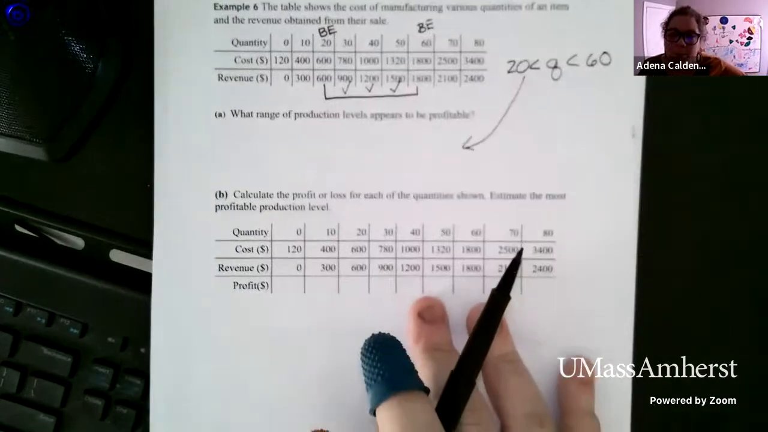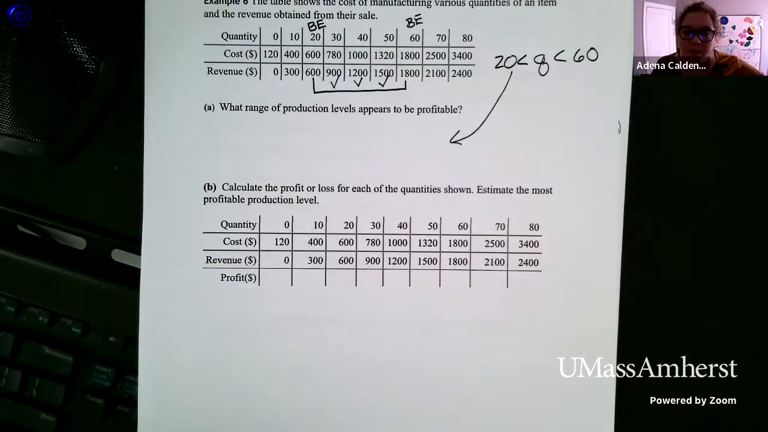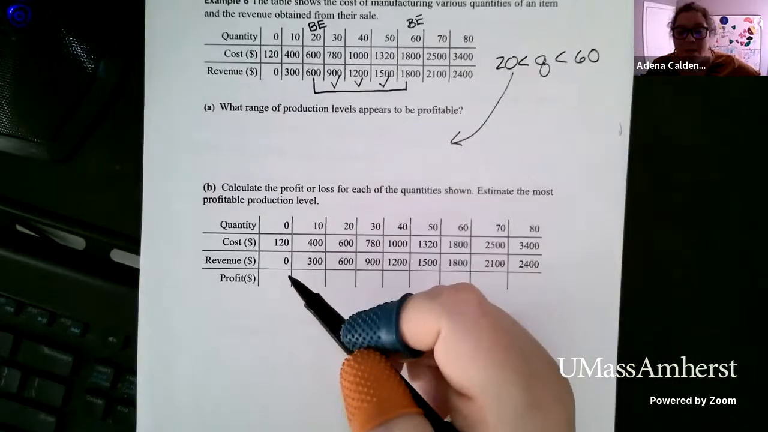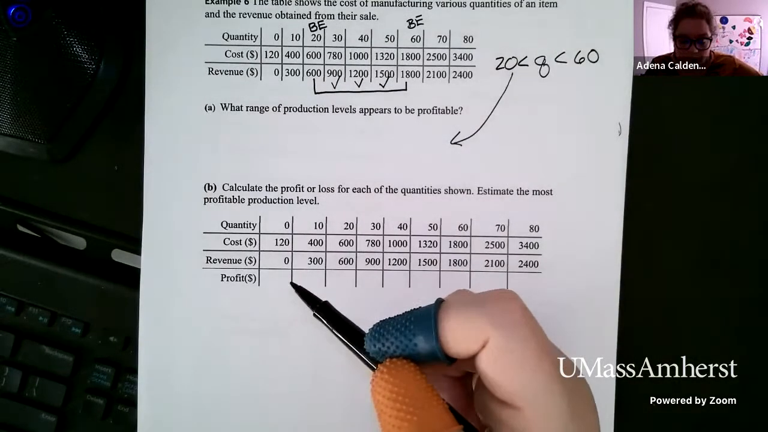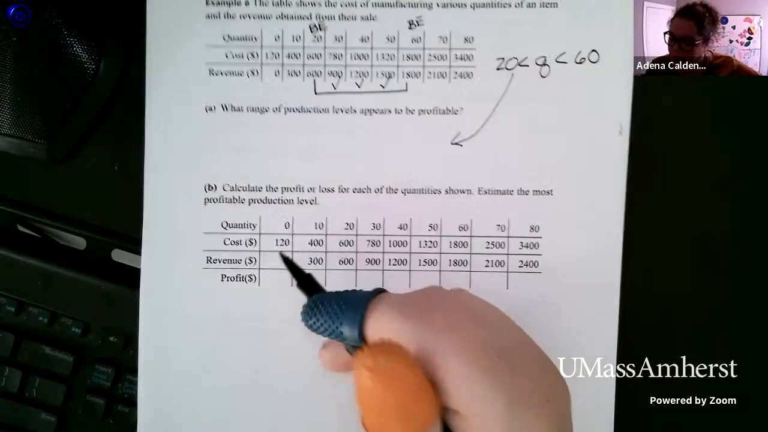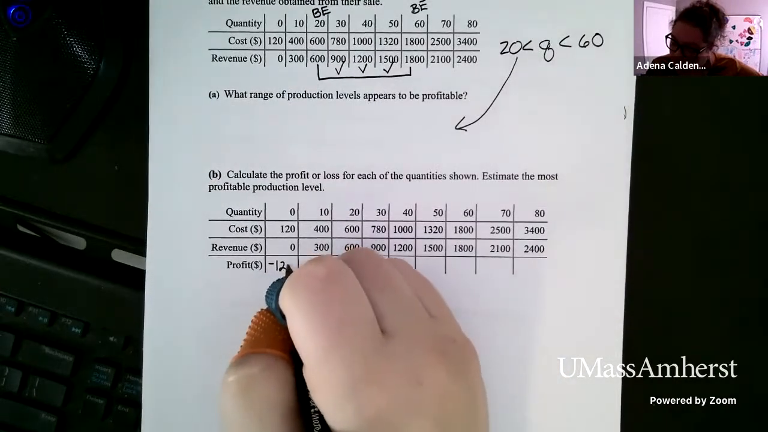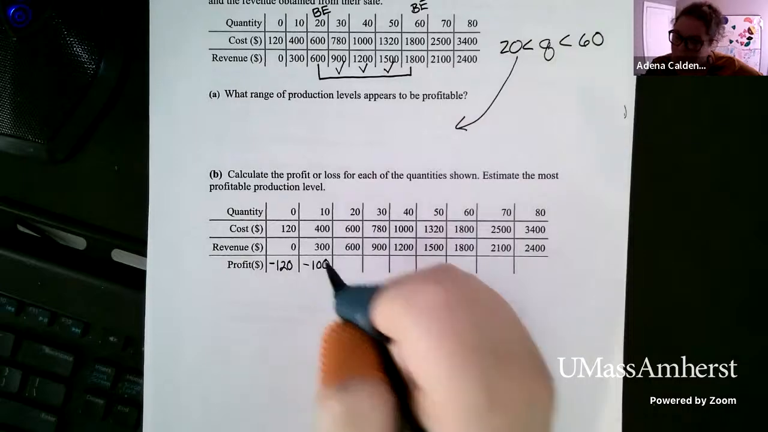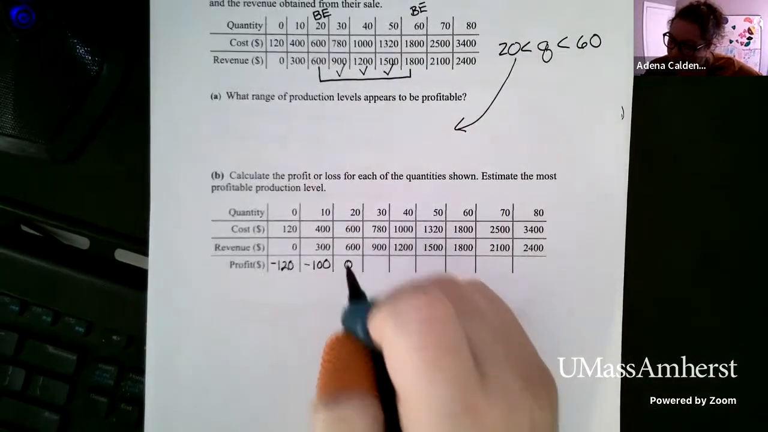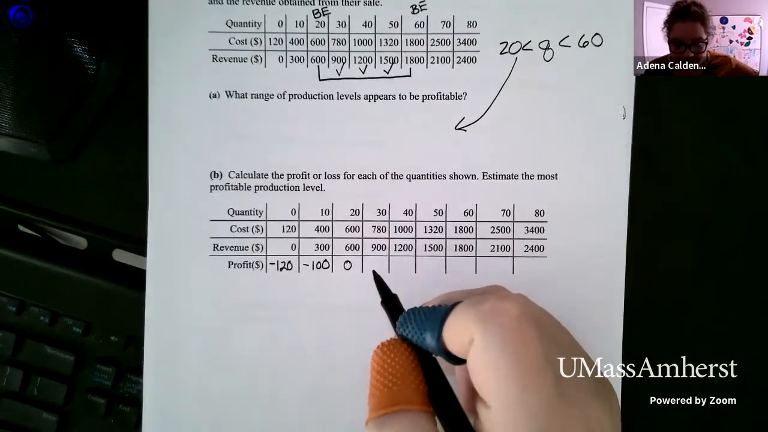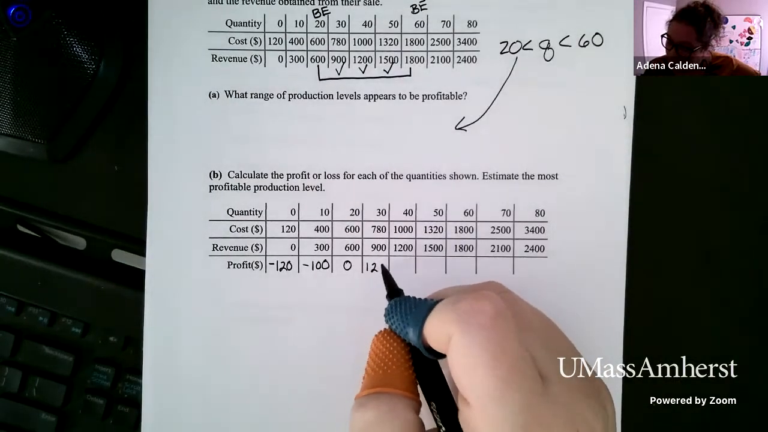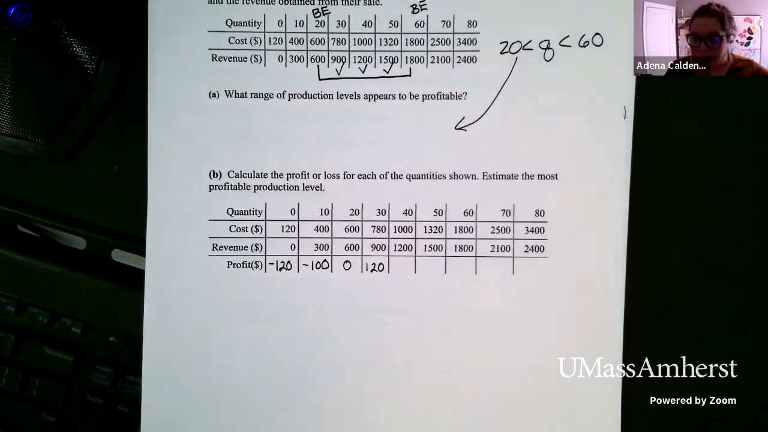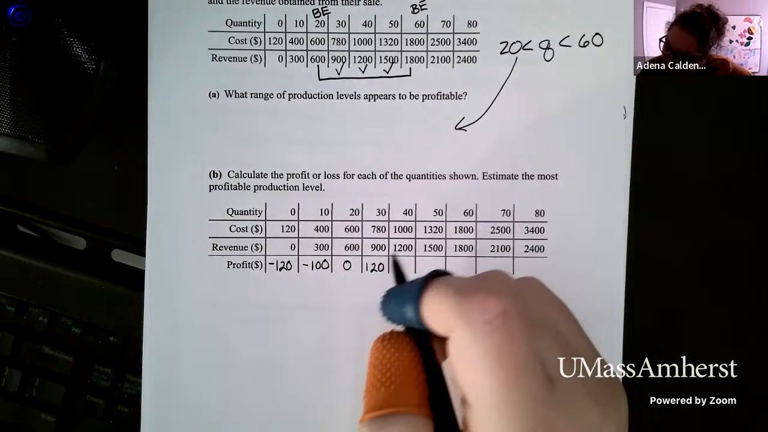Okay. For part B, we're considering the production level for each quantity. So that means for each one, we're doing revenue minus cost to determine the profit. So if it's negative, we have to include that negative sign. And again, it's okay for profit to be negative. So here we do 0 minus 120. So we have negative 120, right? 300 minus 400, negative 100. 600 minus 600 is 0. 900 minus 780 is positive 120. We don't need to write a plus if there's no negative there. It's assumed to be positive.